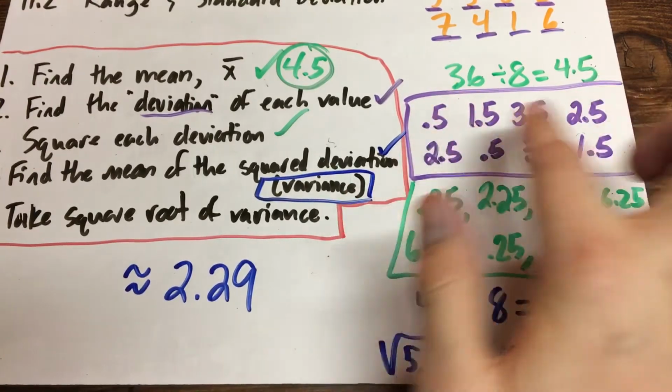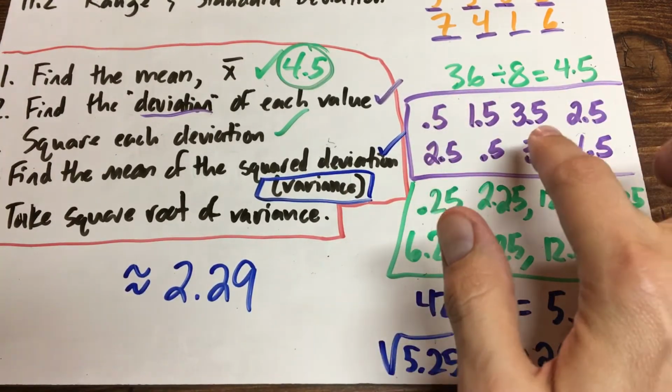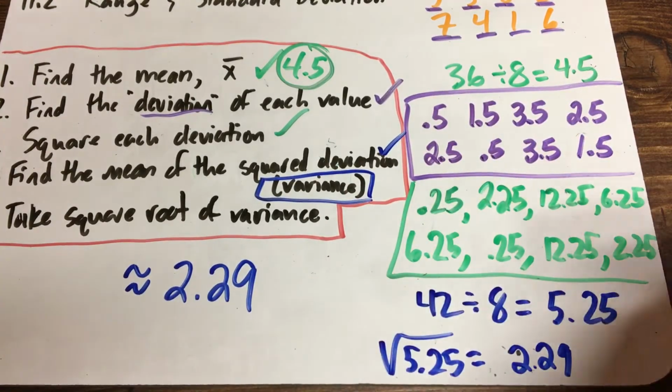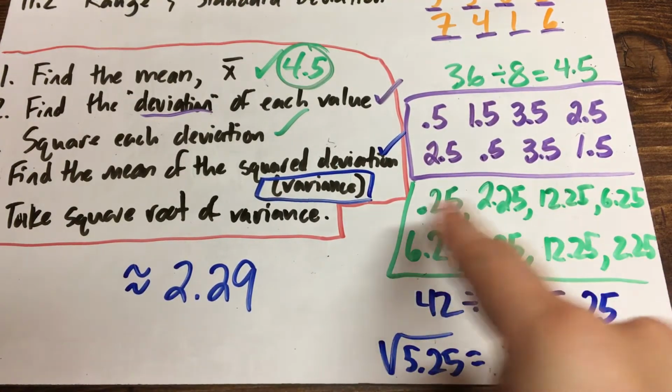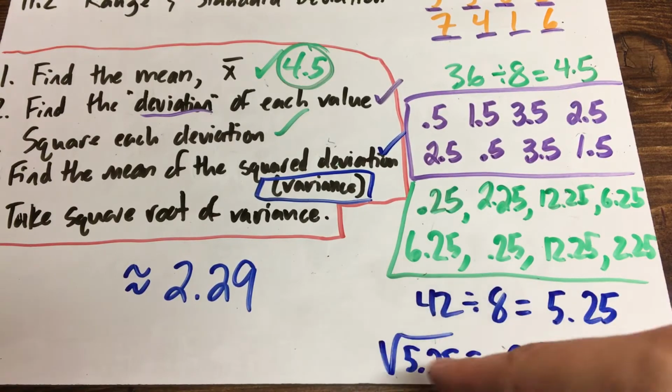So find out how far away each number is from the mean, then square all those numbers. Then find the mean of those numbers. After you squared them, find the mean, and then do the square root of that number.